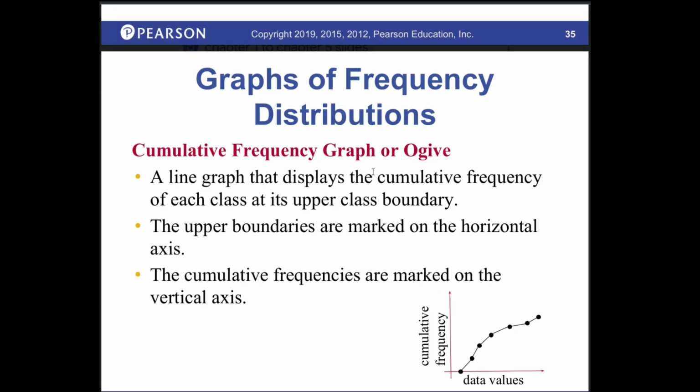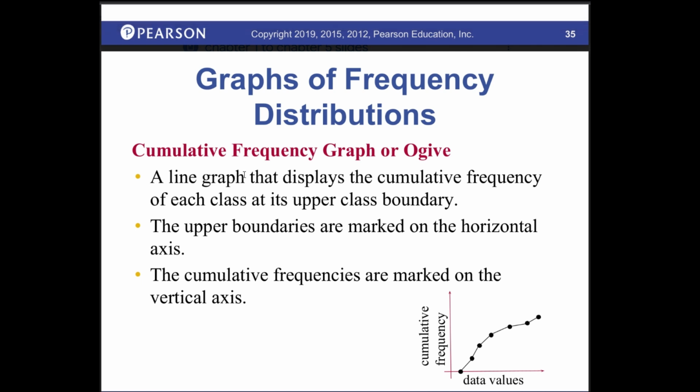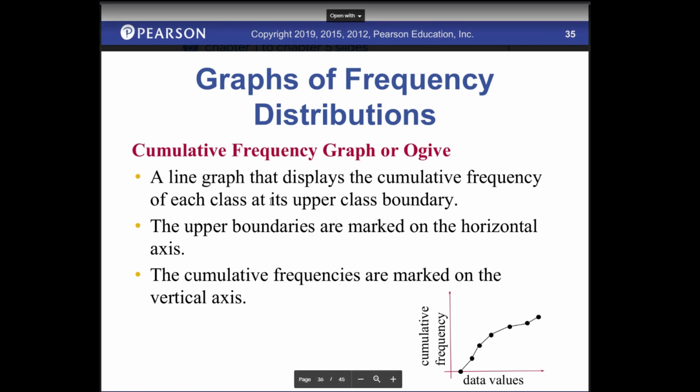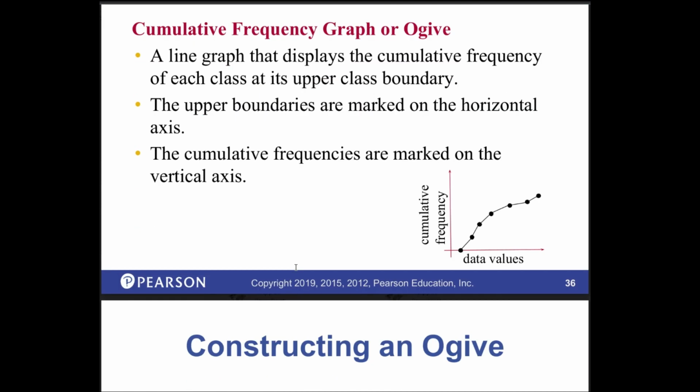And graphs of frequency distributions: the cumulative frequency graph, or OGIVE. It is a line graph that displays the cumulative frequency of each class at its upper class boundary. The upper boundaries are marked on the horizontal axis. The cumulative frequencies are marked on the vertical axis.